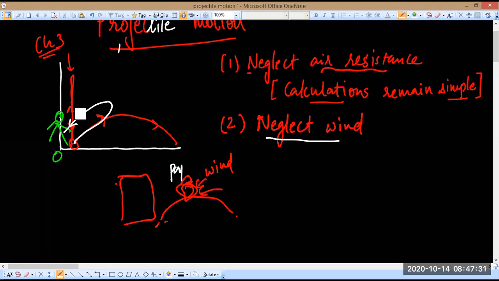But suppose you take a stone, right? Suppose you take a stone, then for a stone, more or less the wind does not have a lot of effect. Do you agree with me? If you take a stone, then the wind does not have a lot of effect on it, right?